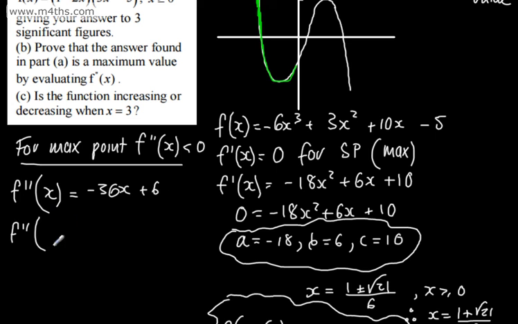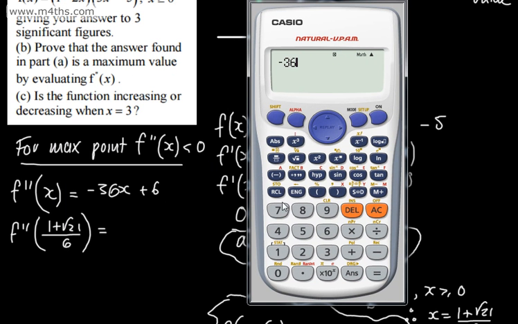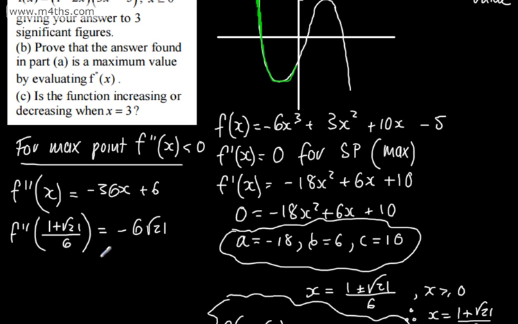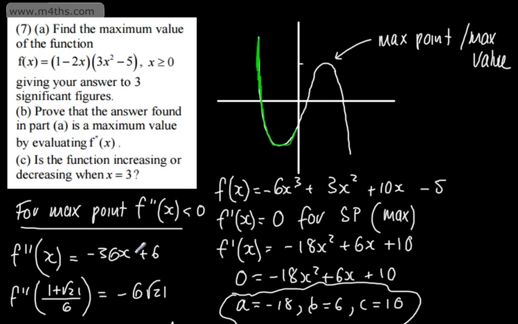So if we do f double dash of (1 plus root 21) over 6, I'm just going to substitute this into the calculator. So remember, I've stored this as A, so negative 36A plus 6, that's going to give us negative 6 root 21. Therefore, we can say max point and max value. So max value at x is equal to (1 plus root 21) over 6. So all we've done is simply show that it's a maximum.